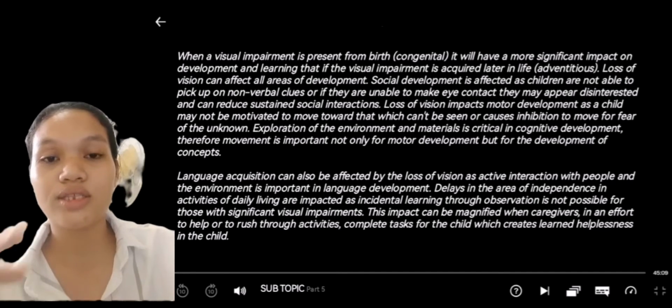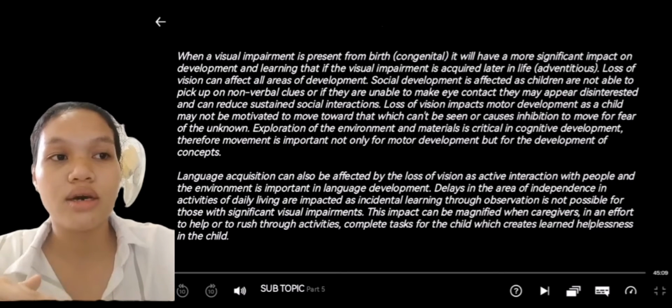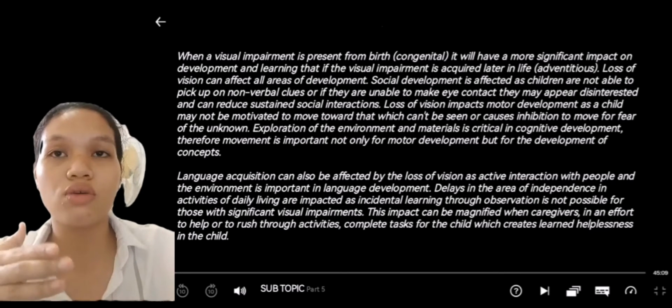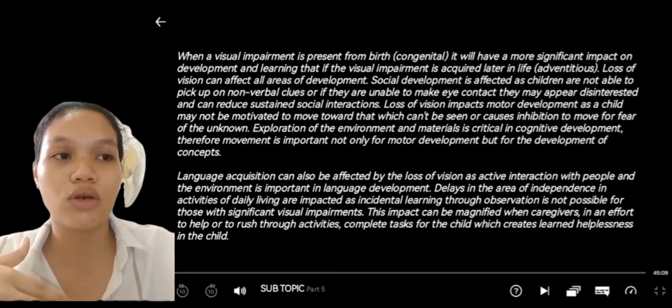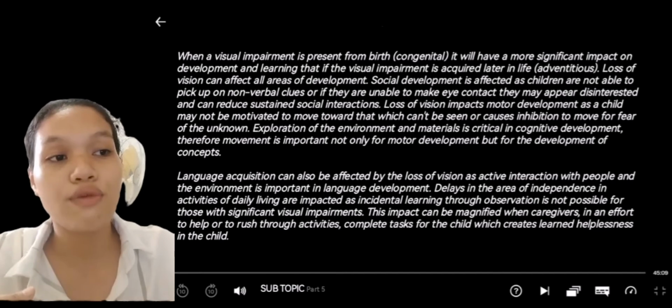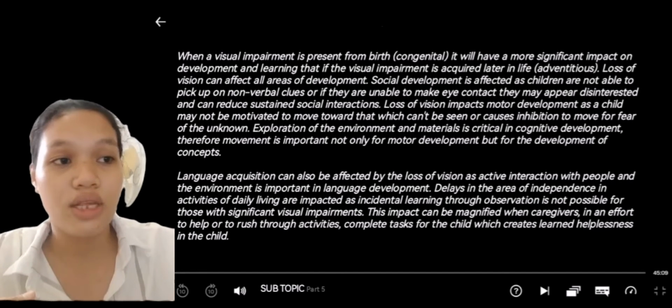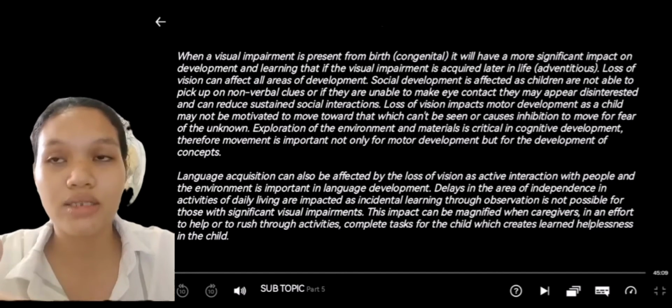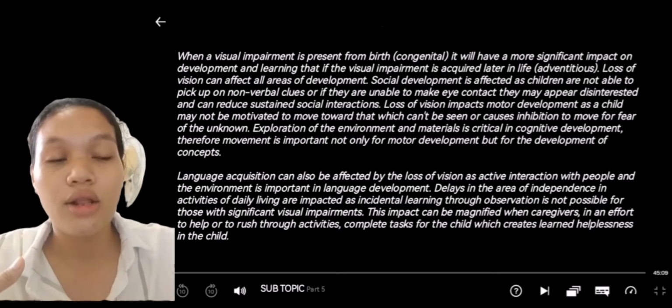Delays means that the environment also has its impact on the language development of the child. So delays in the area of independence in activities of daily living are impacted as incidental learning.